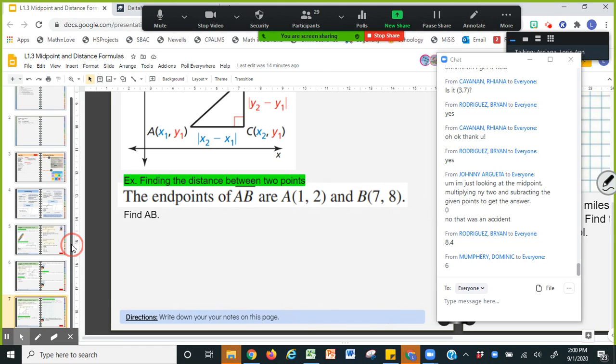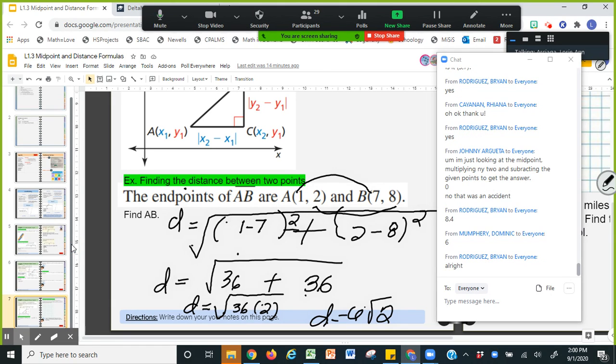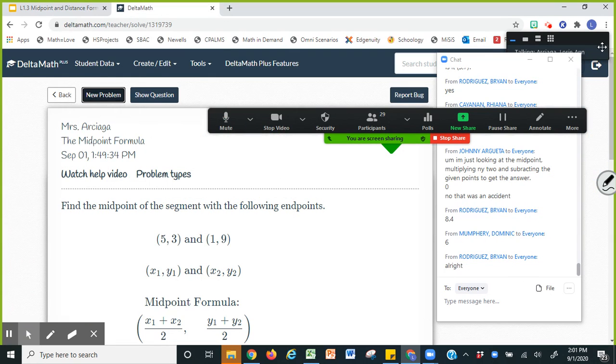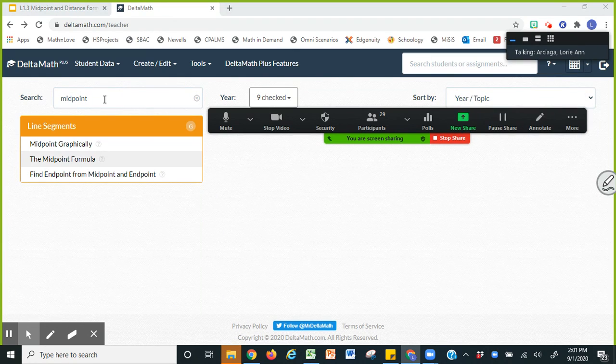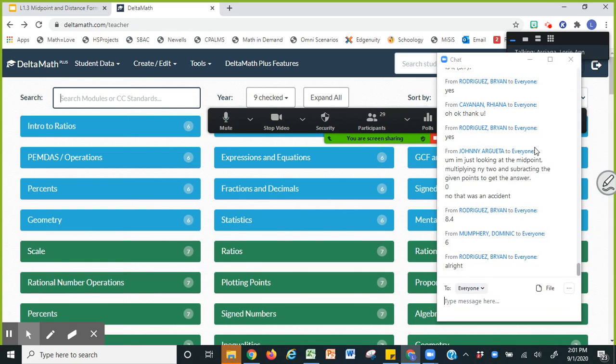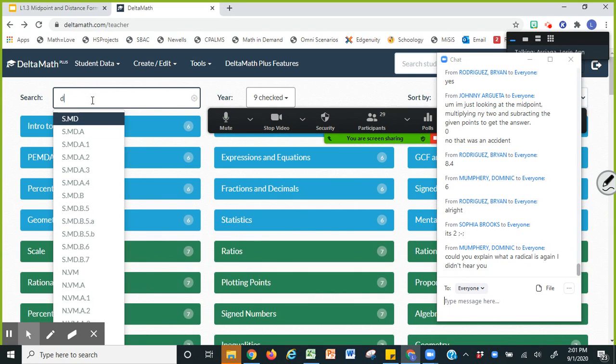Okay. So let's look at some Delta Math examples of this one. Back. Now I need the distance, not midpoint. Oh, it froze again. Oh, there you go. Distance.